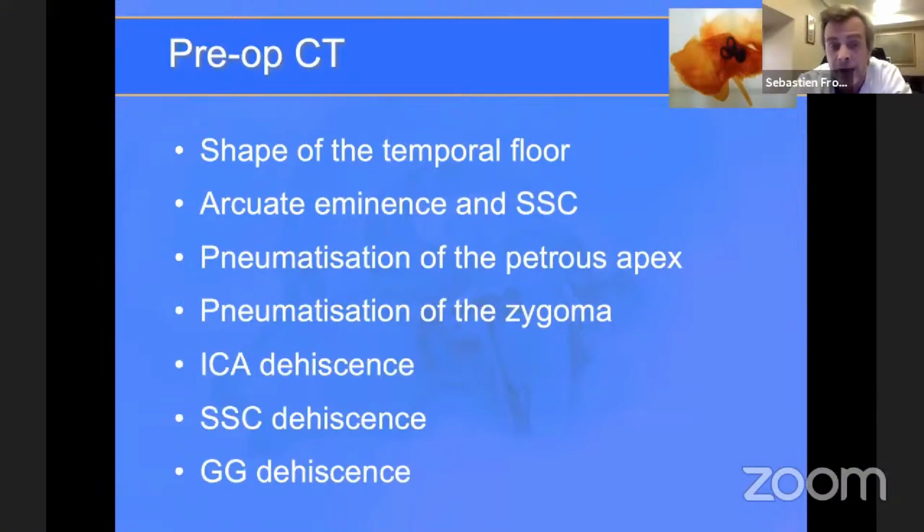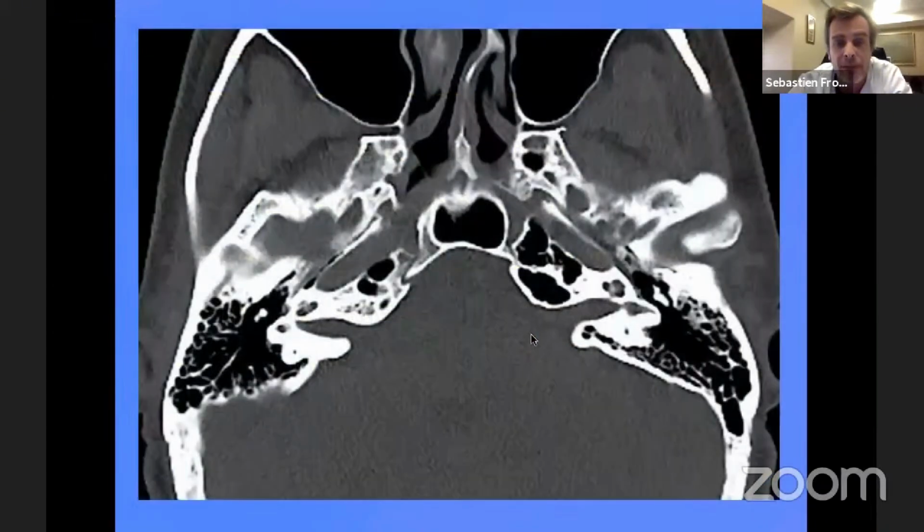Sometimes, it's very rare, you may have superior semicircular canal dehiscence. If you peel the dura from it, you can create some hearing loss. And most important is to look if there is some bone over the geniculate ganglion, because again, peeling the dura, you can injure the geniculate because it's not covered by bone.